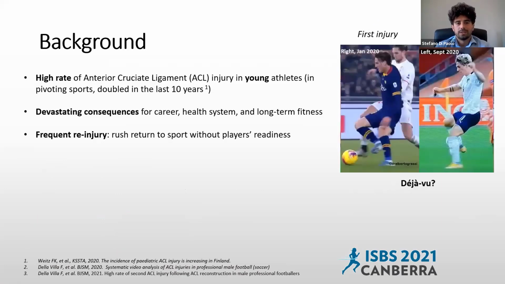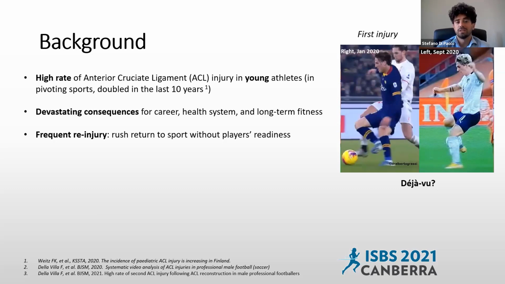As we all know, anterior cruciate ligament injury is one of the most devastating injuries in sports, with devastating consequences for career, health system, and long-term fitness of athletes. High rates of anterior cruciate ligament injuries are found, and especially in the young population, young and competitive athletes, these rates are increasing. A recent study said that in female sports it has at least doubled in the last 10 years. So this burden is really becoming heavier also in the young population.